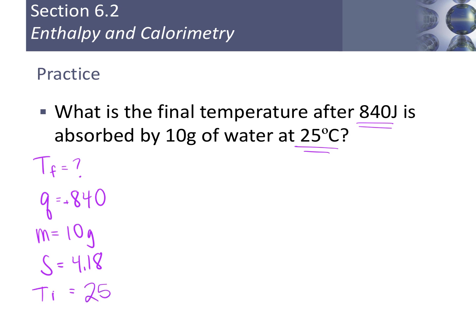So now I'm just going to plug in. 840 equals M times S times TF minus 25. Do we feel comfortable with the algebra now to get that TF by itself? Yeah? Why don't you go ahead and solve that and we'll see if we match, and if we need to walk through the algebra, we can do that.